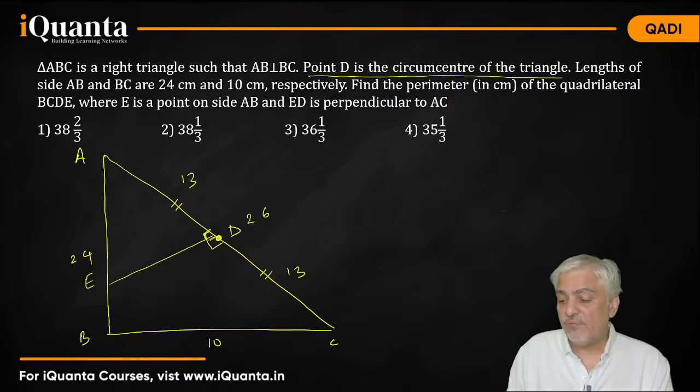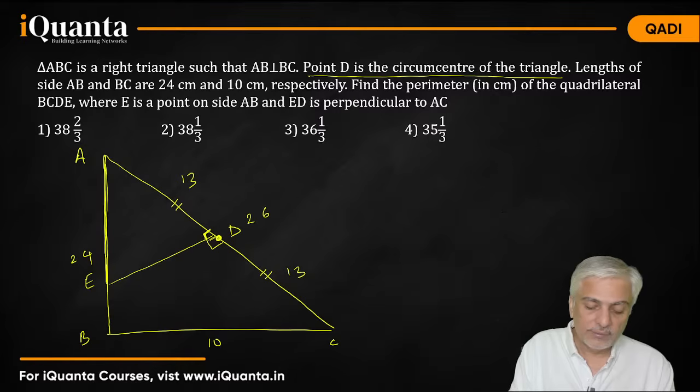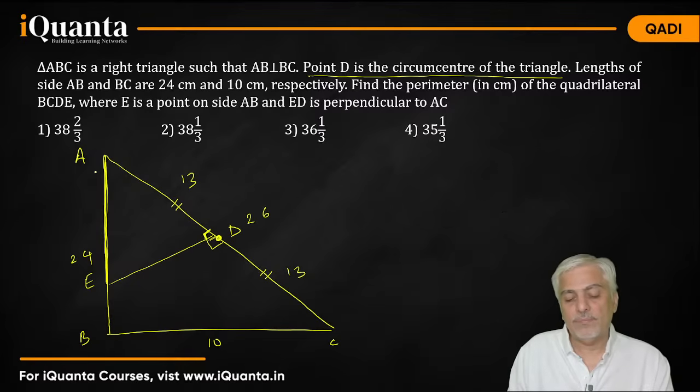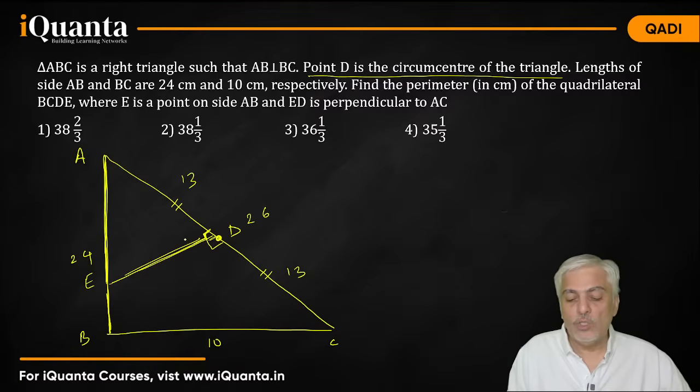Now somebody is saying 5, 12, 13. I am not very sure. Over here, AE is the hypotenuse. What have they asked us to find? Find the perimeter of quadrilateral BCDE. So we already know 2 sides, we need the other 2 sides. How will you go about it?